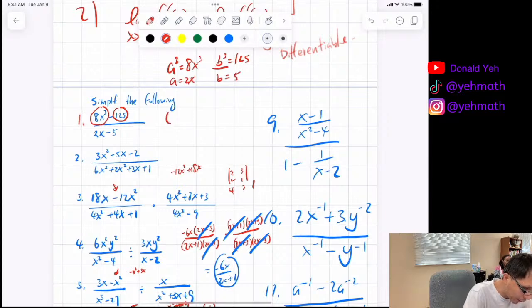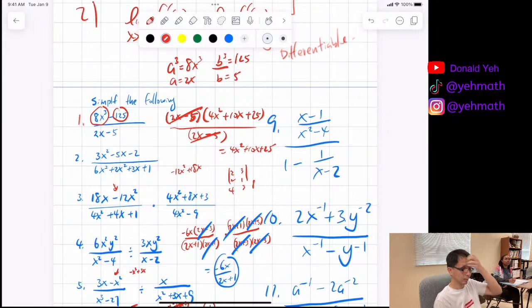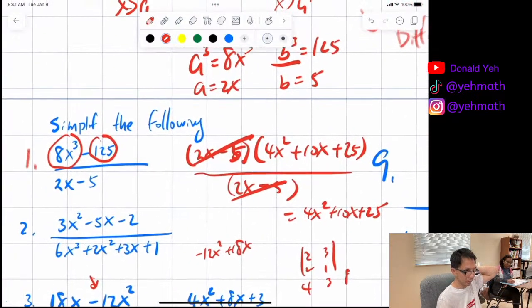So that's equal to a minus b, times a squared, so it's going to be 4x squared, ab is going to be plus 10x, and plus 25, all over 2x. Wait, this is 5, right? 2x minus 5. And this will cancel out, left with 4x squared plus 10x plus 25. And that's that.